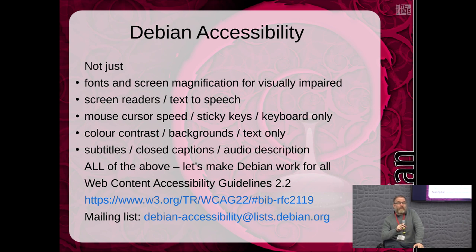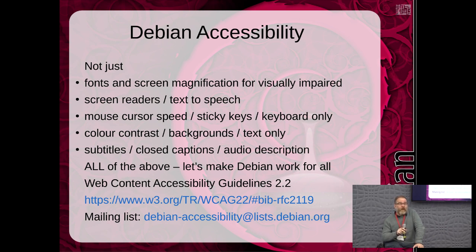So, accessibility is not just fonts and screen magnification for people who are visually impaired. It's not just screen readers or text-to-speech, not just consideration of mouse cursor speed, sticky keys, or keyboard-only navigation. Everybody benefits from good colour contrast and good backgrounds, unless your interface is text-only. We have to worry about subtitles, closed captions, and audio description of presentations like this. It's all of the above. Let's make Debian work for all.